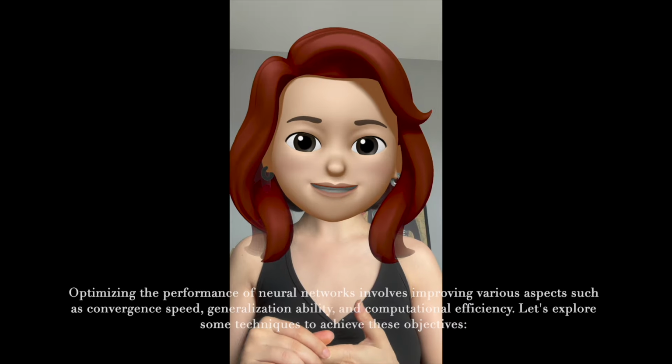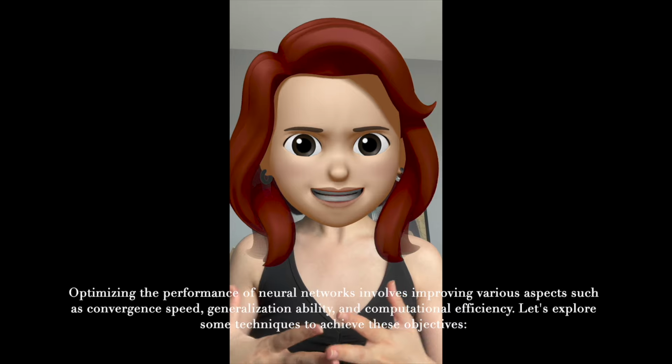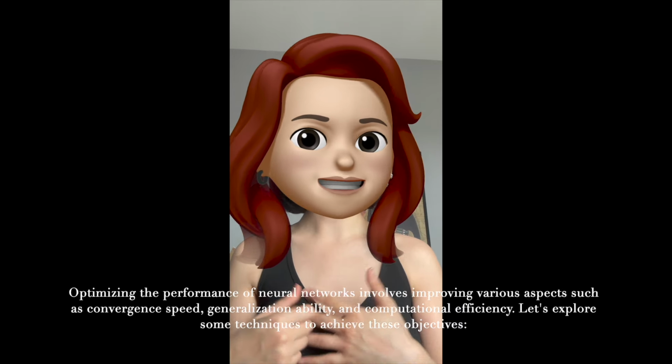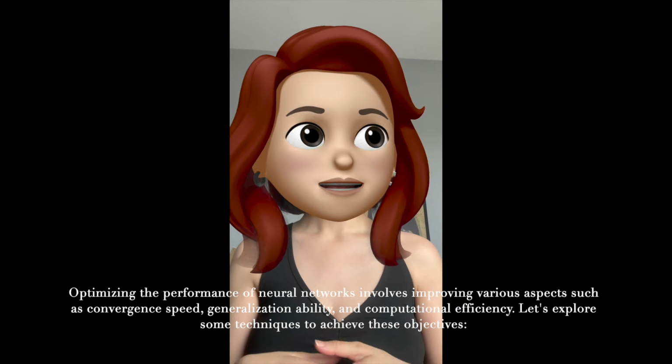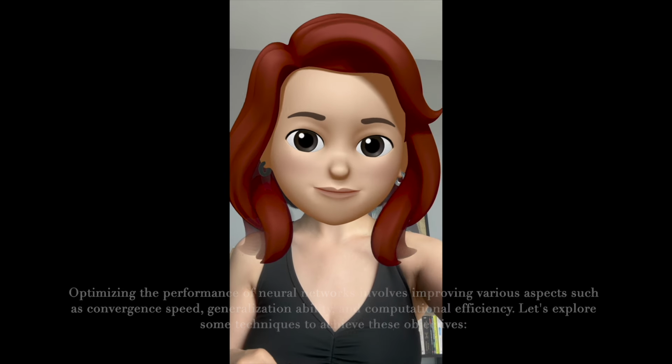Optimizing the performance of neural networks involves improving various aspects such as convergence speed, generalization ability, and computational efficiency. Let's explore some techniques to achieve these objectives.